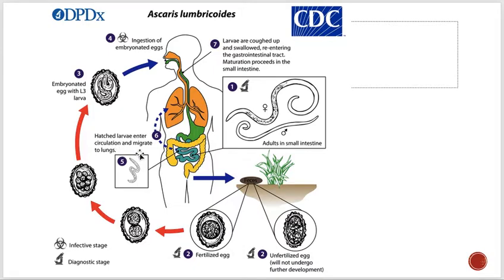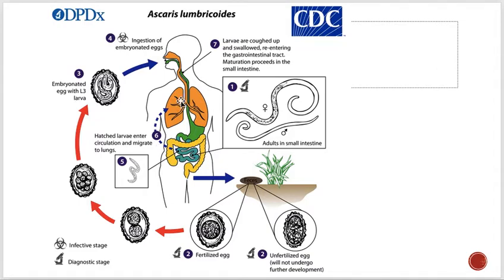The hatched larva enter circulation and migrate to the lungs. This small larva can penetrate the intestinal wall, enter into the portal circulation, go to the liver, and from the liver enter into the inferior vena cava, go to the right side of the heart, from the right atrium to the right ventricle, and reach the lungs. So simply, this larva can travel from the intestines to the pulmonary circulation.